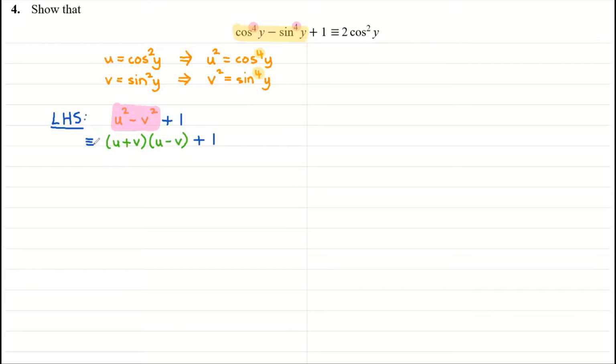And you don't have to do any of these steps in particular. It's just to show the abstraction. You could go straight from this part here and write down what I'm going to write down right now. When we substitute in the u and the v, we're going to get cos squared y plus sine squared y multiplying cos squared y subtract sine squared y, and then plus 1.